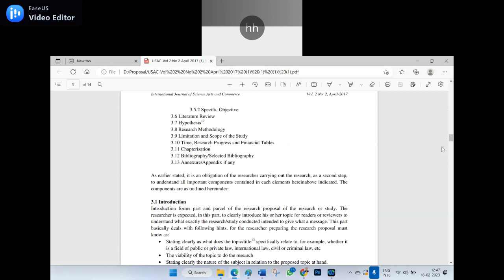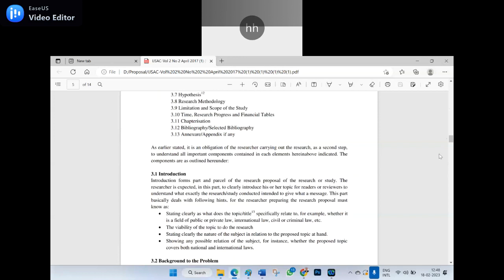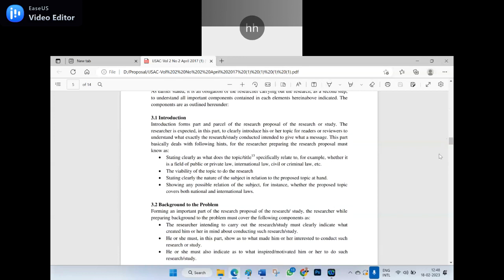But chapterization is there, and bibliographical selected schedules, and the questionnaires in the annexure you have to mention. The design of the questionnaire should also be clearly mentioned, and the target group also, in your research design. Who are the target group that you are going to interview? So these things will appear, but I did not see whether you wrote it. And these contents should appear in your work.